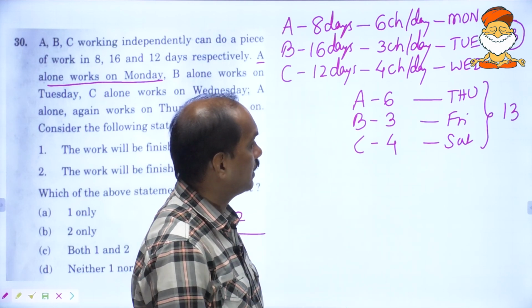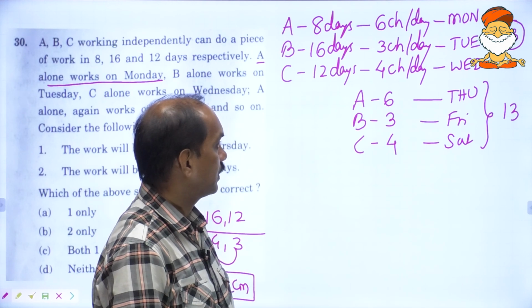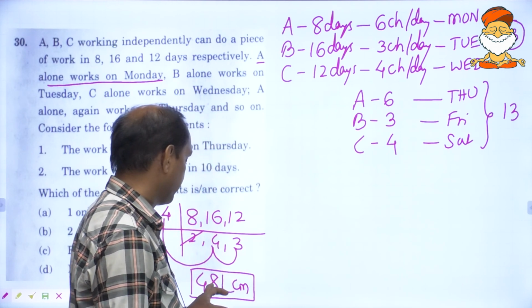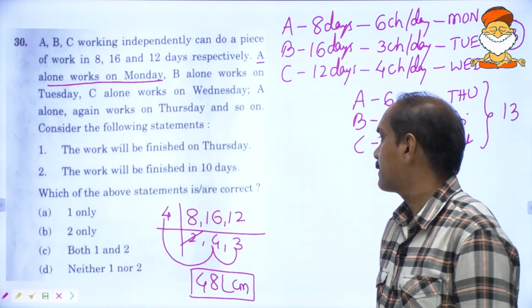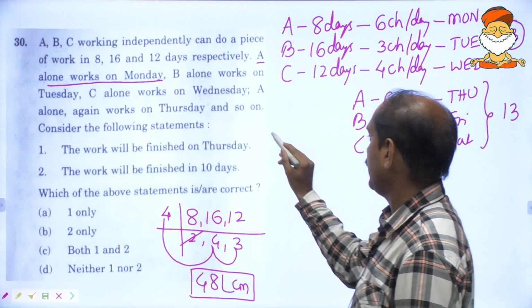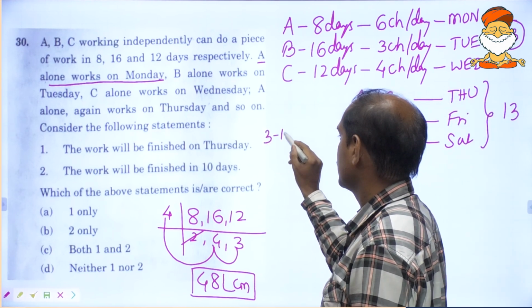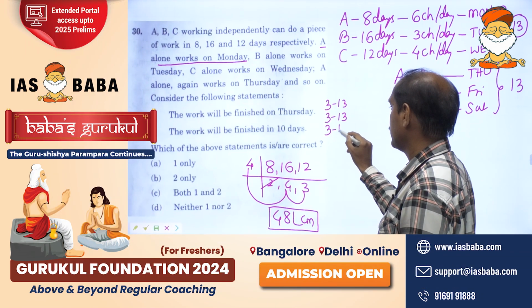So every 3 days, how many chairs are getting arranged? 13 chairs. And when will the work get finished? When all the 48 get arranged. Okay. So every 3 days, 13. 3 days, 13. Next 3 days, next 13.